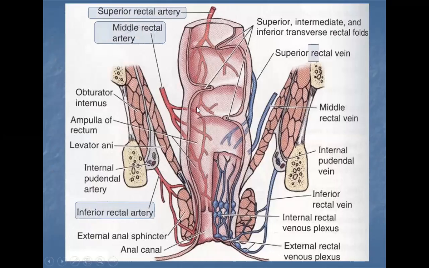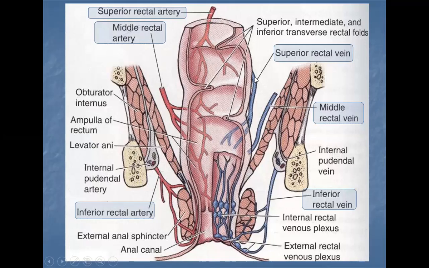Here you can see on one side the arteries, while on the other side you can see the veins. But these will be present on both sides. For simplification, they have shown the arteries on one side and veins on the other side. You see here, this is the superior rectal artery, this is the middle rectal artery, and this is the inferior rectal artery, supplying the upper, middle, and lower part. And they anastomose with each other.